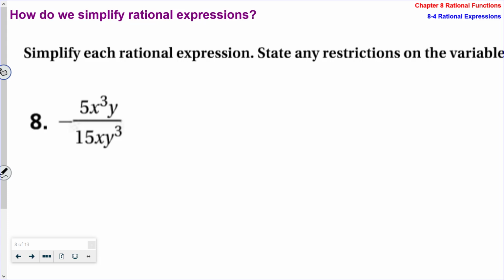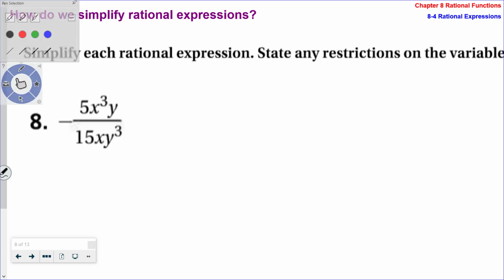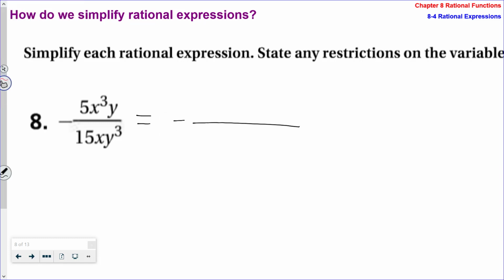So if we're being asked to simplify, we just want to write this in simplest form. The first thing you're going to do is simplify your coefficients. In this example here, the coefficients are 5 and 15. First thing you want to do is simplify the coefficients.